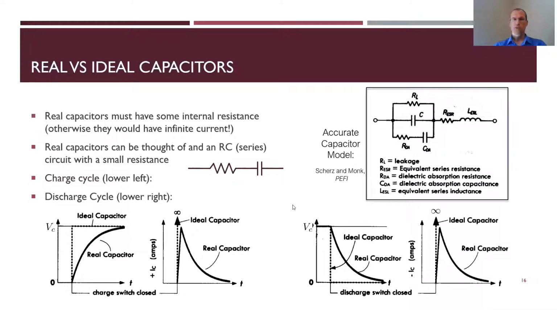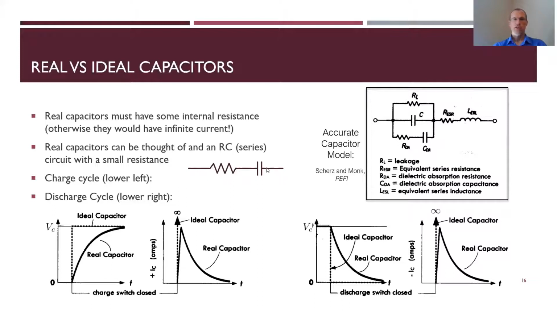If you want to get into the really nitty-gritty of what a capacitor actually looks like, it has its capacitance, some leakage resistance, some dielectric. Your dielectric is going to have some capacitance and resistance associated with it as well. Then you have your equivalent series resistance and also some inductance. But we won't worry too much about those crazy ones. More accurately, that's what your capacitor looks like.